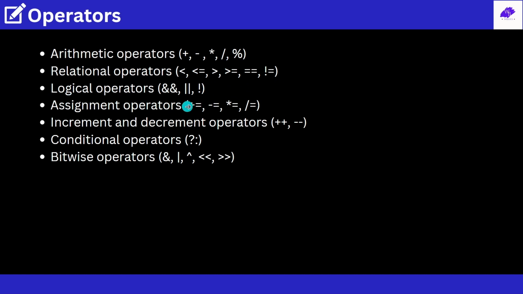Logical operators, that is and, or, not. Assignment operator, which assigns the value on the right to the variable defined on the left side of the assignment operator. Next are the increment and decrement operators, conditional operator, and bitwise operator. We will discuss all of this in detail in the next video.